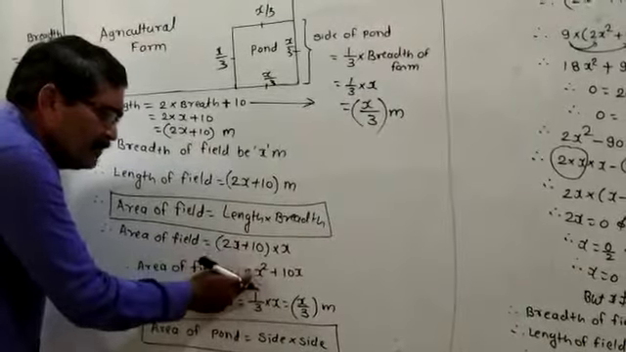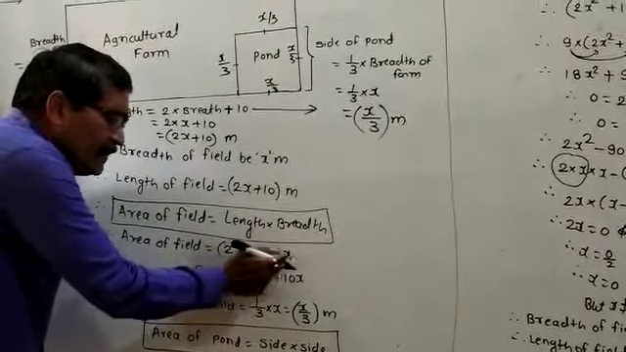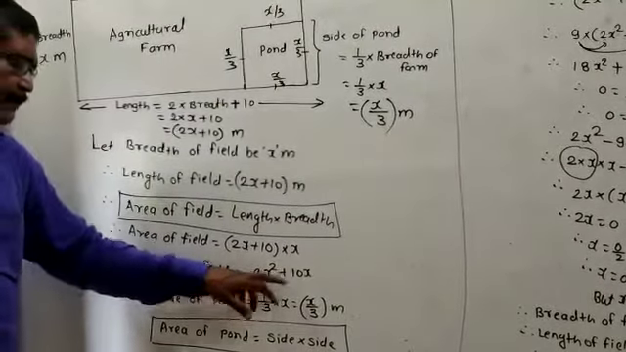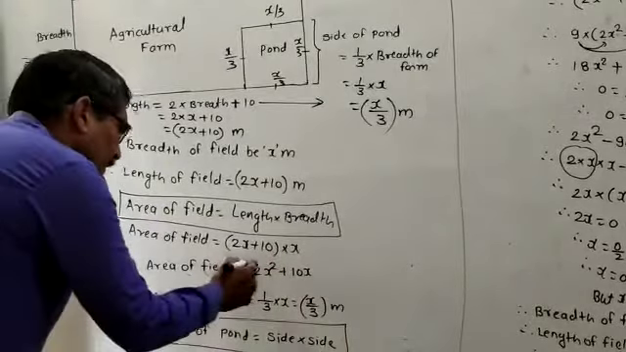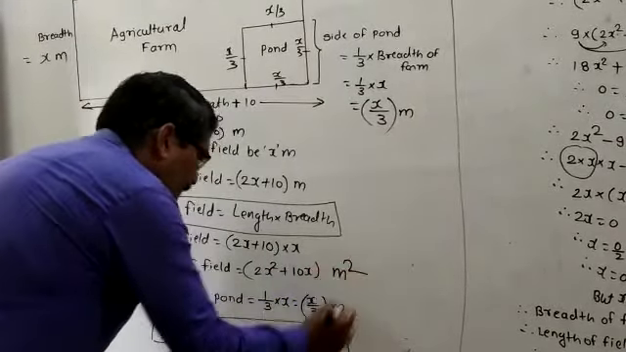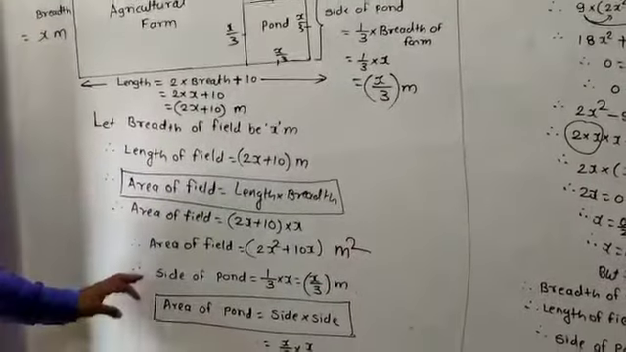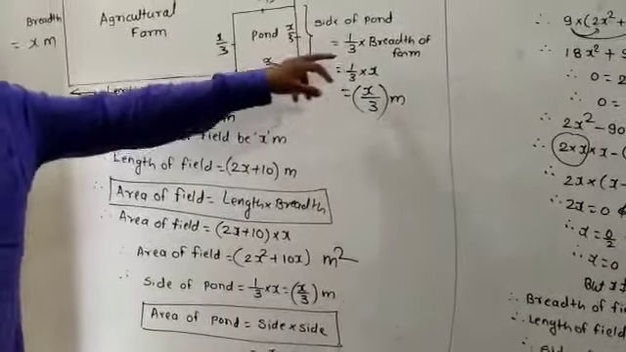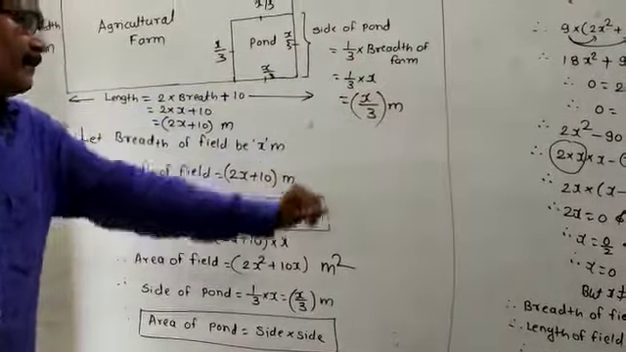2x multiplied by x is equal to 2x square. The 10 multiplied by x is equal to 10x. Then the area of the field will come 2x square plus 10x. This is the area of the field, in meter square. Then the side of the pond you have to find out. Side of the pond is equal to 1/3 times the breadth of the farm.